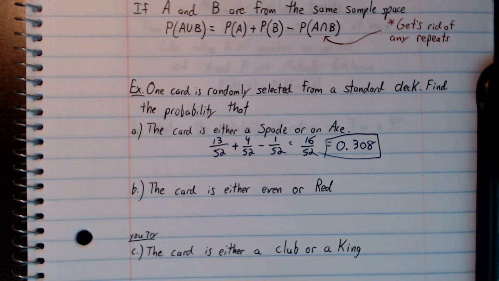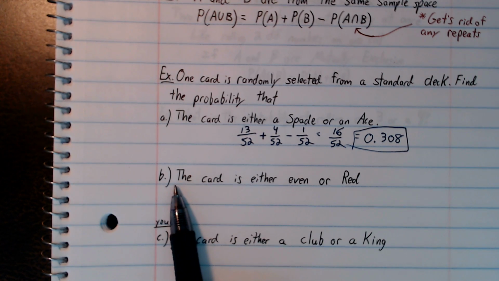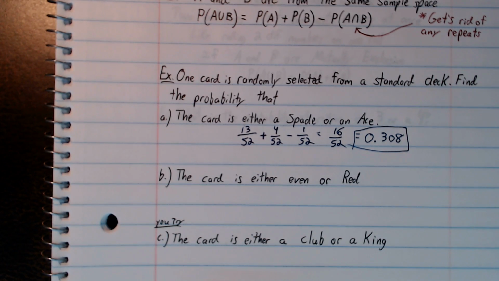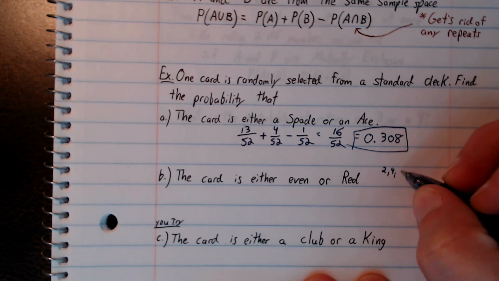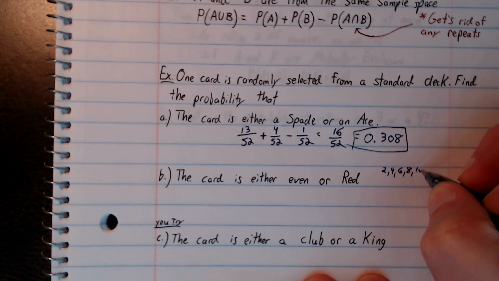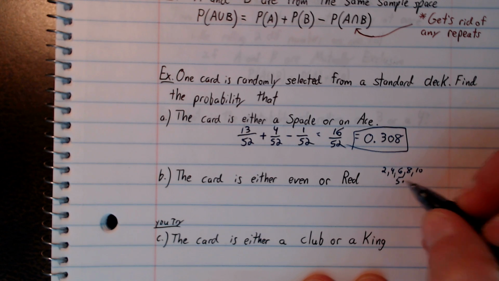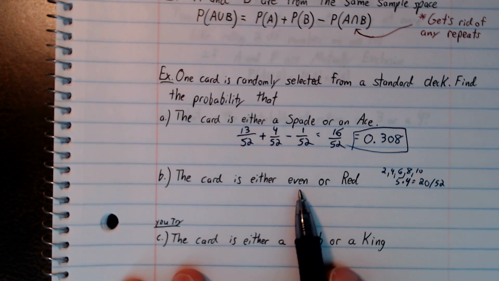That's roughly a third, or 3 out of 10. So the card is either even or a red. All right, well, all the even numbers, you would have 2, 4, 6, 8, 10. So there's 5 of those. And there are 4 suits for a total of 20 out of 52 cards that would be even.